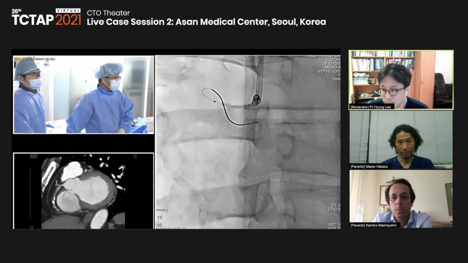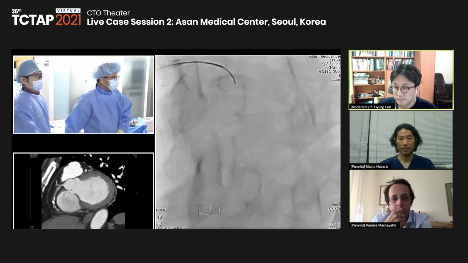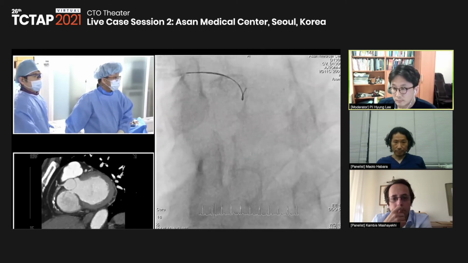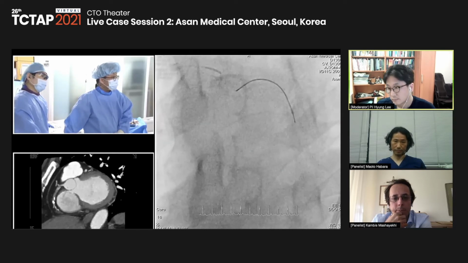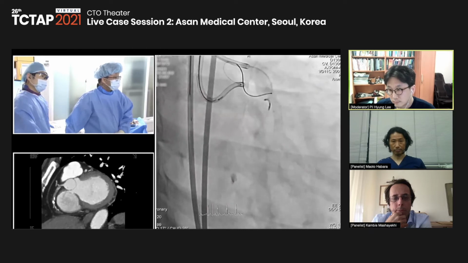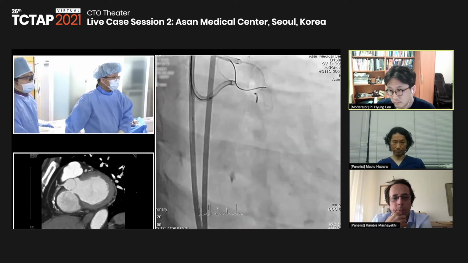And in the proximal segment of the circ, I used a Sion wire to enter the epicardial branch arising from the circ. The microcatheter is a Caravel. I did a tip injection here.